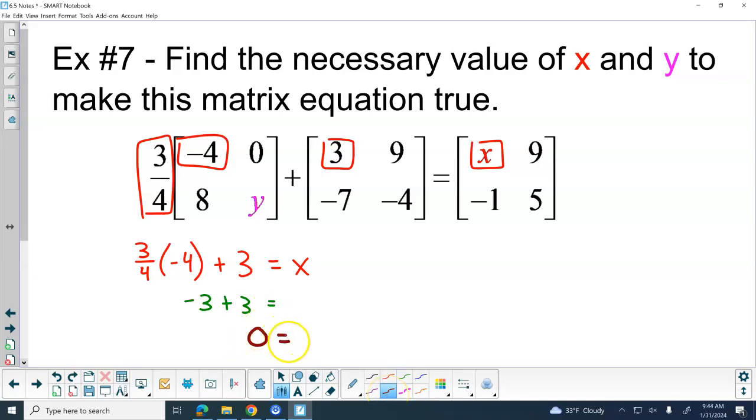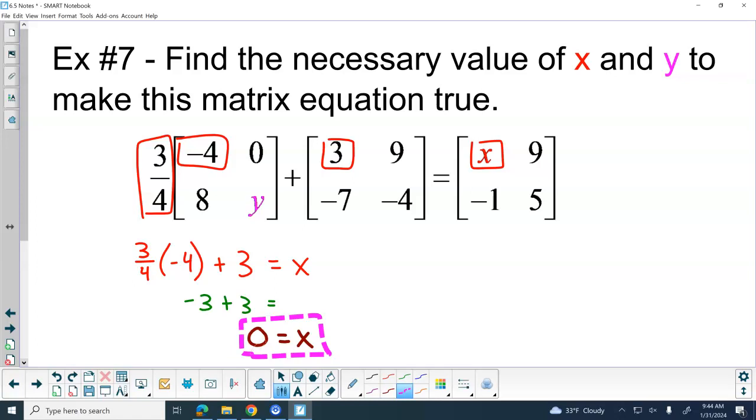So I get X is going to be 0. Would you agree with me on that? X is 0. Because 3/4 times -4 is -3. -3 plus 3 is 0. So if X is 0, that works out.